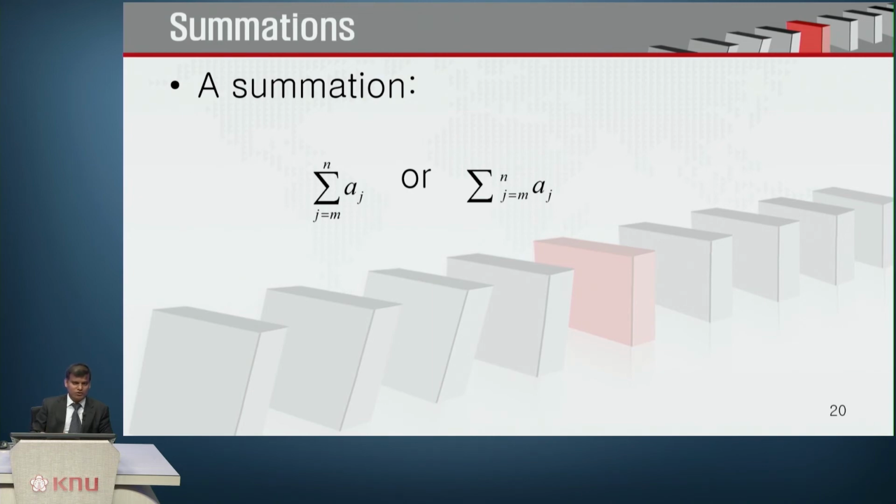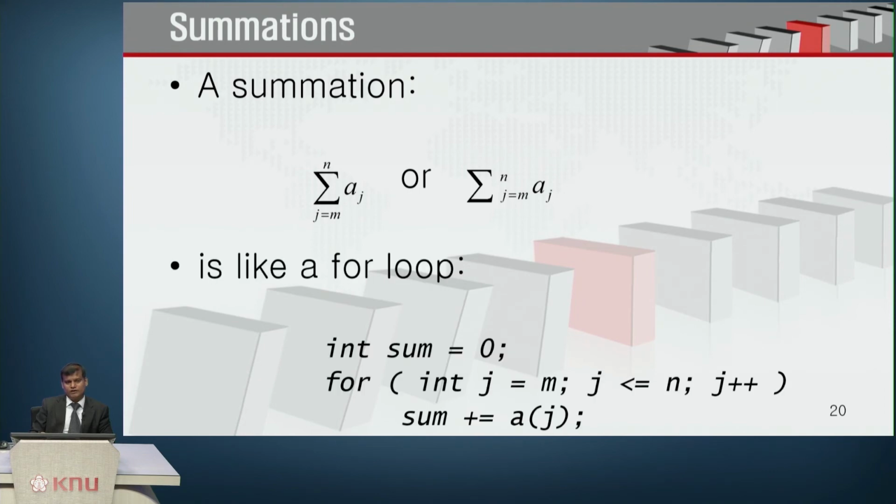Say for example, let's see the notation that is used for summation here. So summation is just like a loop, as you can see here: int sum equals 0, and for integer j equals m, j less than or equal to n, j plus plus, and it repeats in the for loop until j is less than or equal to n. The same way you have the summation in which we have to add up all those numbers from j equals m till j is less than or equal to n. We are going to see this loop.